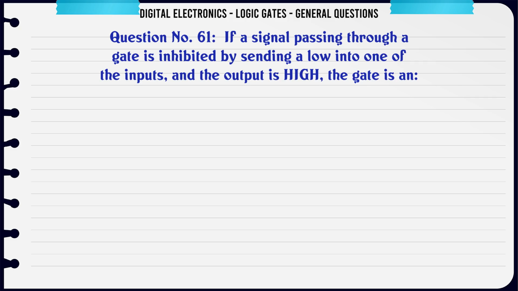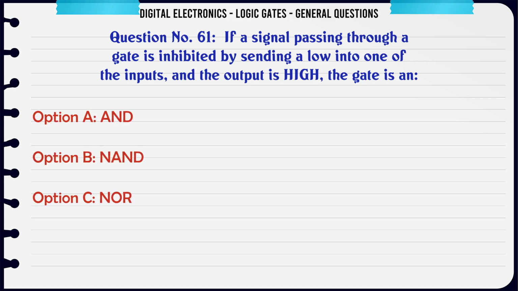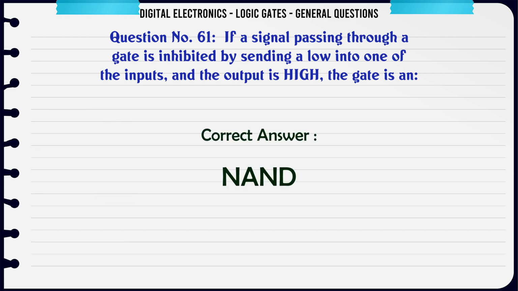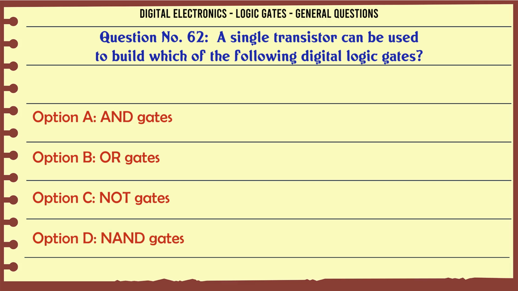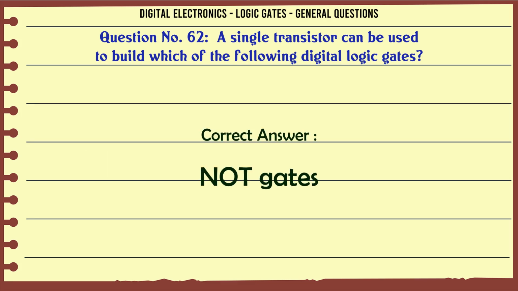If a signal passing through a gate is inhibited by sending a low into one of the inputs and the output is high, the gate is an A. AND, B. NAND, C. NOR, D. OR. The correct answer is NAND. A single transistor can be used to build which of the following digital logic gates? A. AND gates, B. OR gates, C. NOT gates, D. NAND gates. The correct answer is NOT gates.